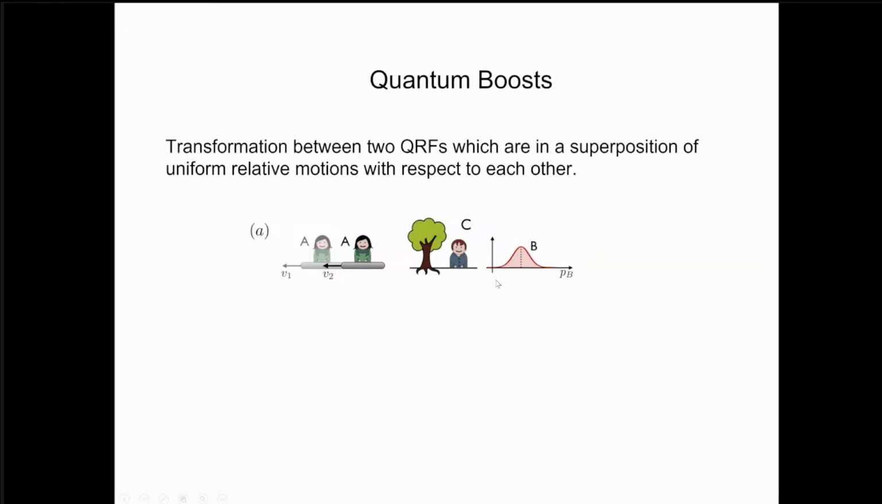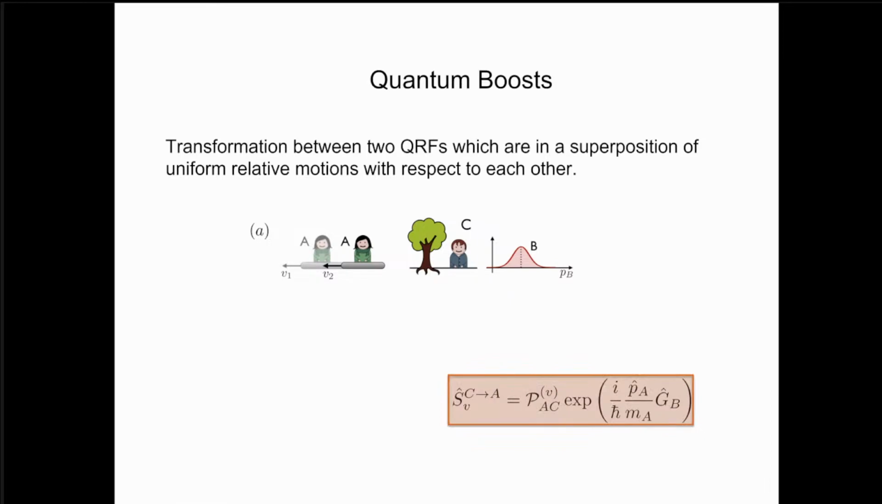So we have a transformation between two quantum reference frames, which are in a superposition of uniform relative motions with respect to each other. And then what happens is that this transformation is actually very similar in form to the one we previously introduced, as a composition of two unitary transformations. Again, the first one is the exponential representation of the unitary of the boost, but with the important change that besides the generator of the boost, which acts on the quantum mechanical system B, the parameter that used to be velocity is now an operator that acts on system A. So what this operator does is read out what the velocity of A is, and then correspondingly perform the boost of particle B depending on this velocity.